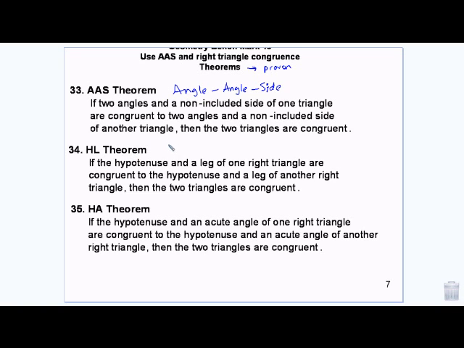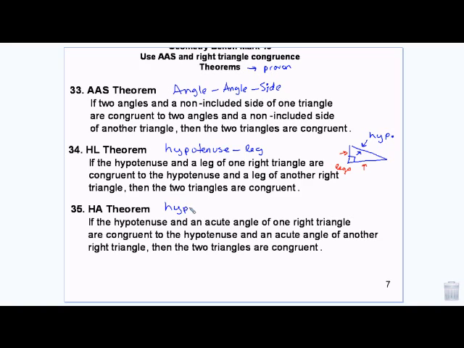And then we have hypotenuse leg. I never can spell hypotenuse. It's right there too. Hypotenuse leg states that if you have two right triangles and the two hypotenuses are the same length, the hypotenuse is the longest side, which is directly across from the right angle. So if the hypotenuse and a leg, these are the legs, if either of those legs are the same length as another triangle's and the hypotenuses are the same length, then the triangles are congruent.